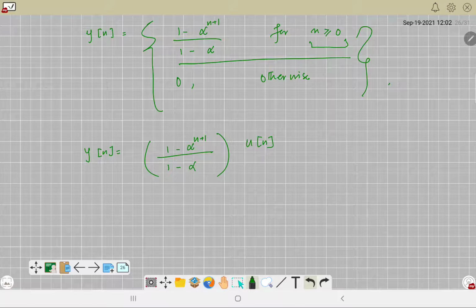Right? So stop here. Next time, in the next video, we'll see the properties of the convolution, like we did for the convolution integral. There we will have the properties for the convolution sum.